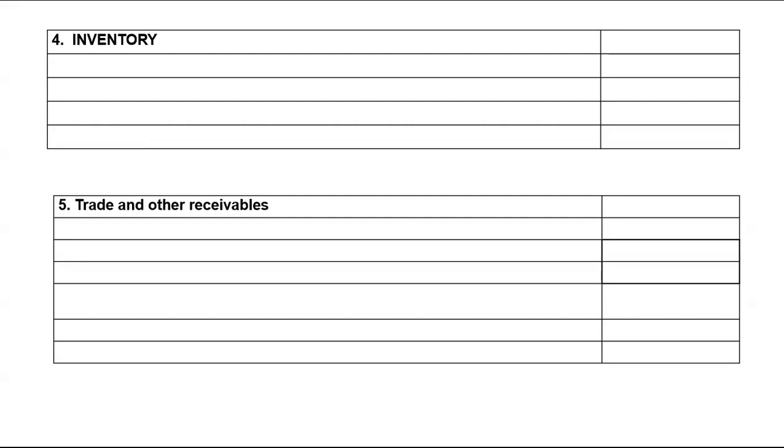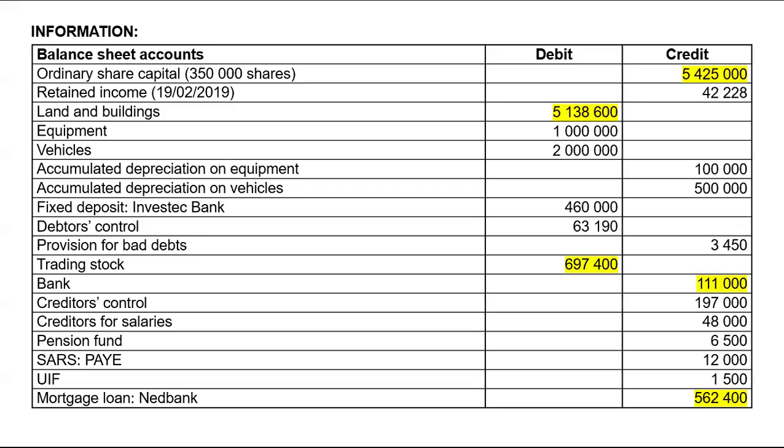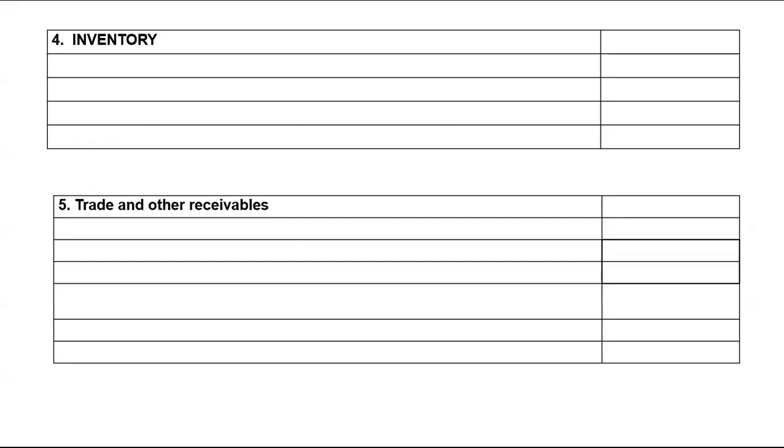Trade debtors balance as per the pre-adjustment trial balance. I'm going to look for trade debtors control, which is 63,190. That will go to trade and other receivables. From that 63,190, I will subtract the 850.